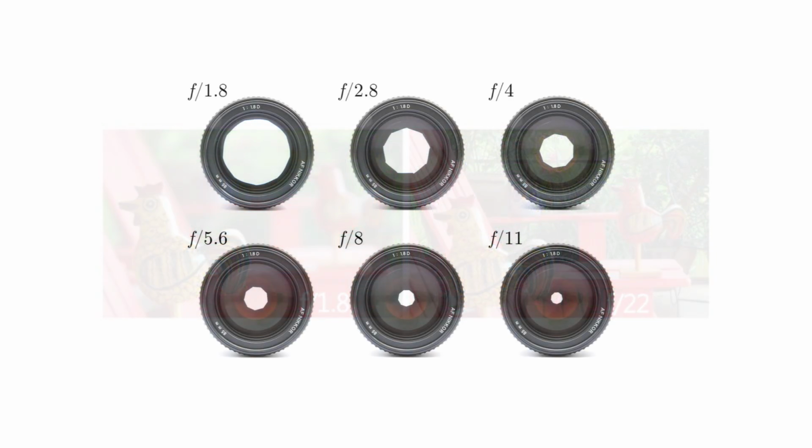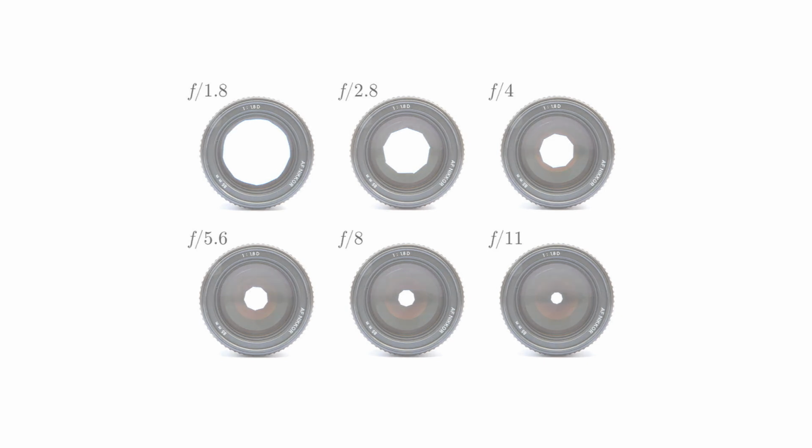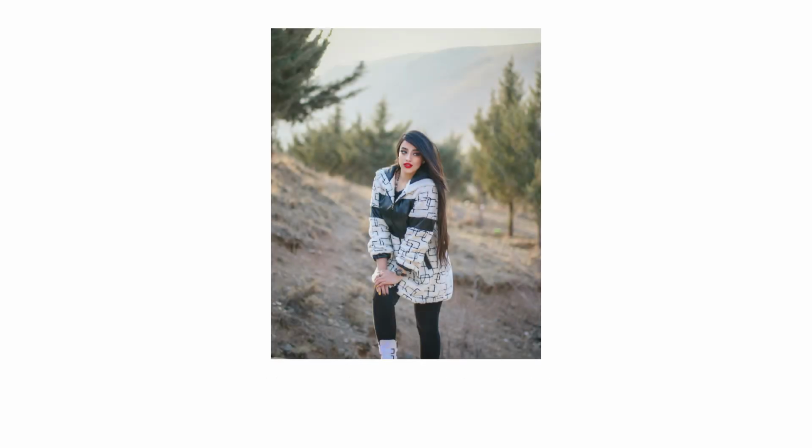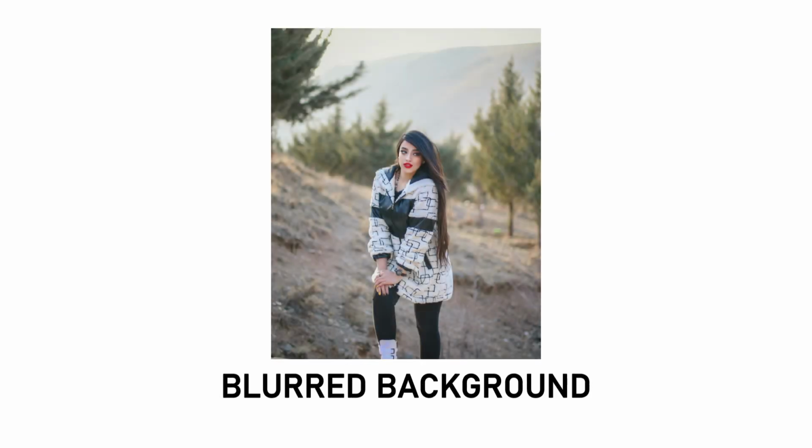The smaller the number, the more light is allowed to enter through your lens, which in turn means your image background tends to be much blurrier. This is ideal when you're shooting portraits because the focal point of your image will be your subject.